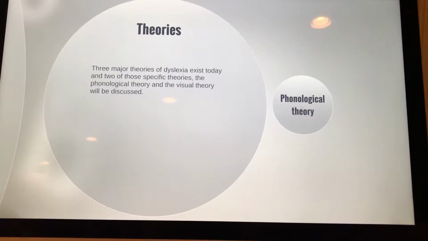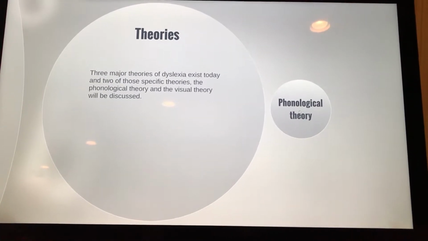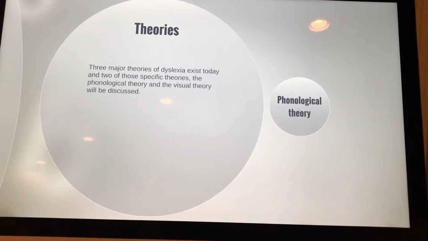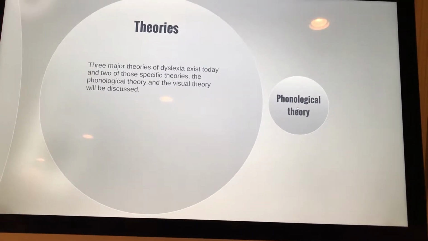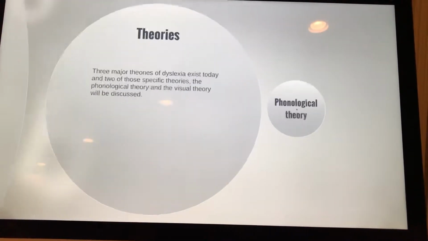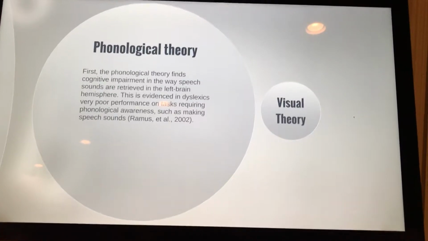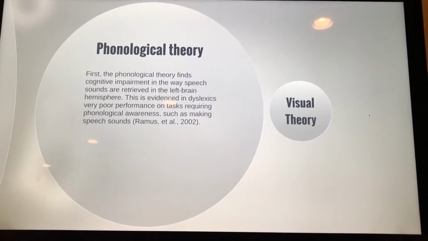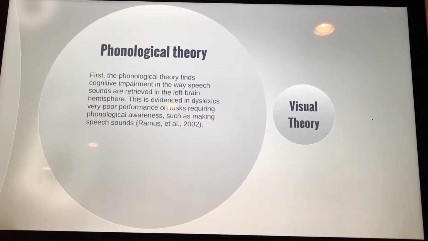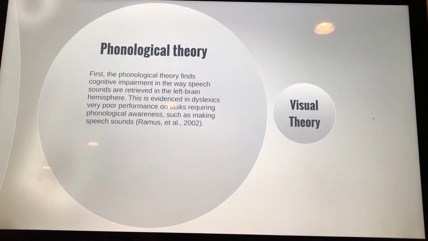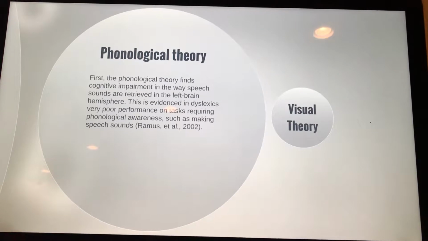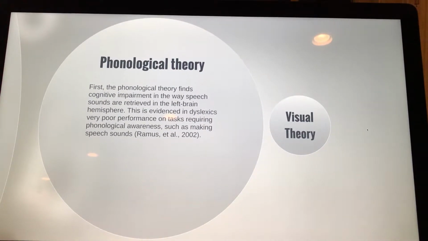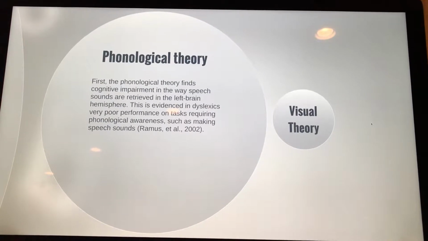Three major theories of dyslexia exist today, and two of those specific theories, the phonological theory and the visual theory, will be discussed further. First, the phonological theory finds cognitive impairment in the way speech sounds are retrieved in the left brain hemisphere. This is evidenced in dyslexics' very poor performance on tasks requiring phonological awareness, such as making speech sounds.